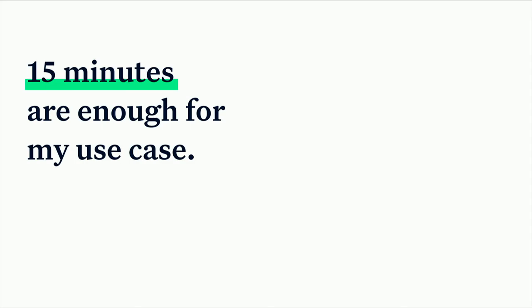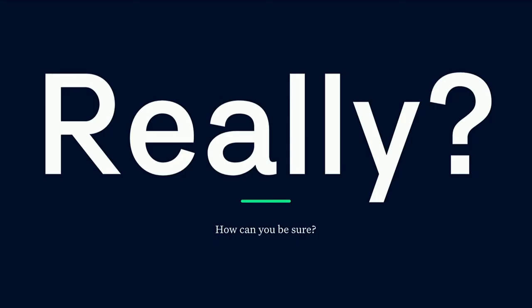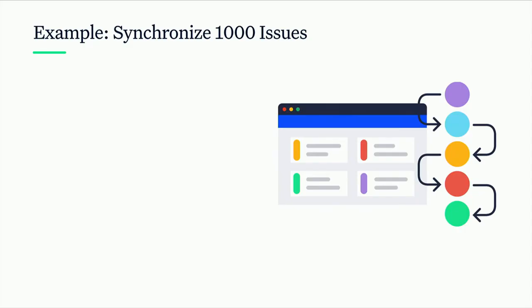And my question back to you is, really? How can you be sure that this is really enough for you? I want to give you a short example of why this could be a problem. In our case, for our backbone sync app, we want to synchronize, for example, 1,000 issues, if someone creates a new synchronization between two projects, and those projects already have some issues.